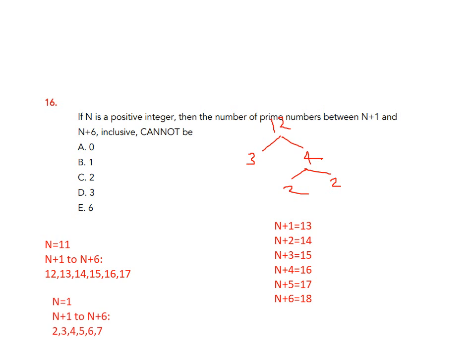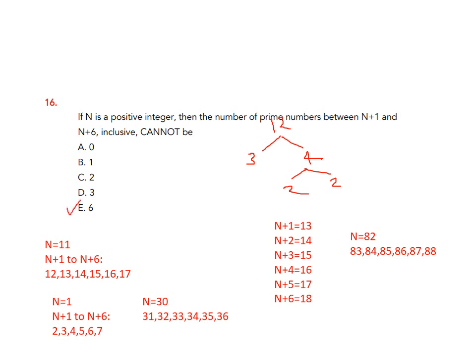So if n equals 1, there will be three prime numbers, that is 3, 5, 7. If n equals 30, we get only 31, that is one prime number. In this way, we will also find that there are some numbers for which the count of primes will be 0. So only one number is left, that is 6, which cannot be the number of prime numbers between n plus 1 and n plus 6 for positive integers n.